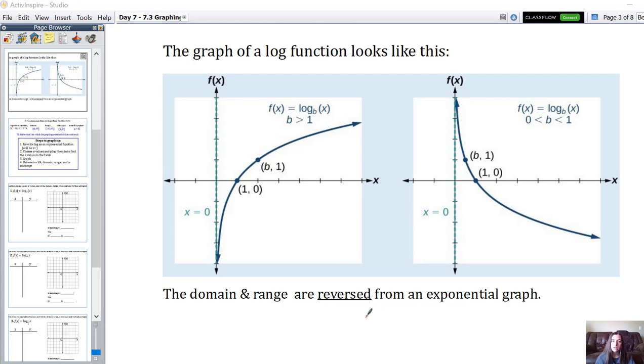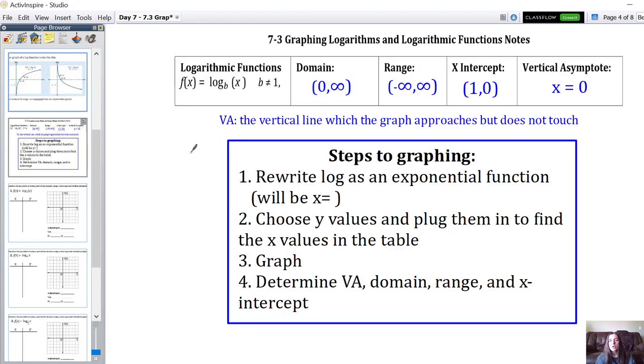So if you remember from exponential, our domain was always going to be all real numbers, negative infinity to infinity, and then our range was based on where that asymptote was. In logarithmic, our range is going to be all real numbers, and our domain is going to be based on our asymptote. Now first, we're just going to start with examples that don't have any left or right shift, don't have any up or down shift. All that's going to be changing is the stretch and compression.